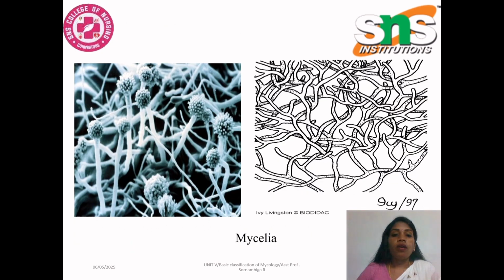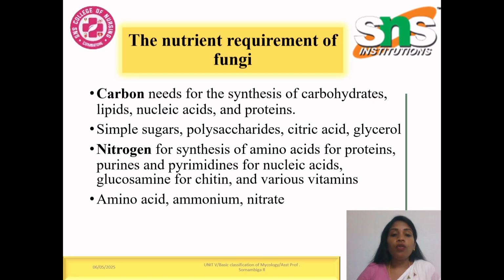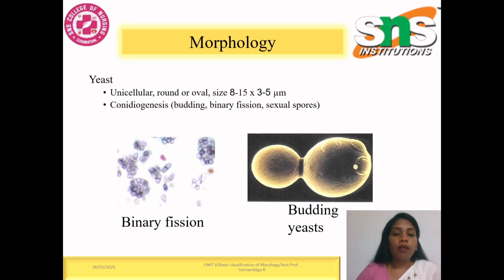Now, let's move on to the mycelia and their nutrition requirements. What nutrition requirements does the fungus have? They include carbon, nitrogen, and other materials such as ammonium, amino acids and nitrate. With nitrogen, there is also synthesis of amino acids from proteins, purines, pyrimidines, glucosamine and chitin, along with various vitamins. Carbon is needed for the synthesis of carbohydrates, lipids, nucleic acids and proteins. And the morphology of yeast: it is unicellular, round or oval.